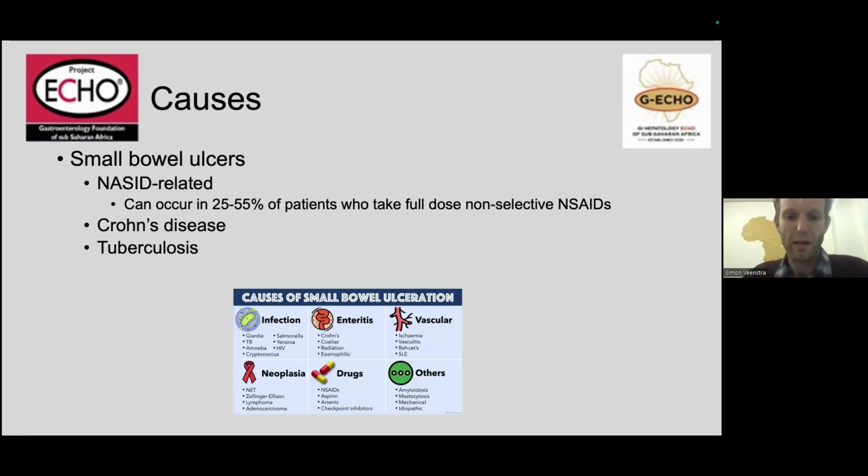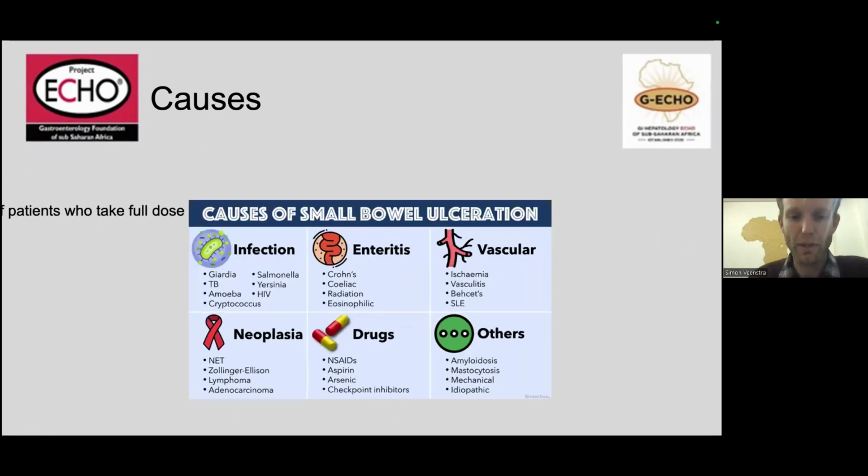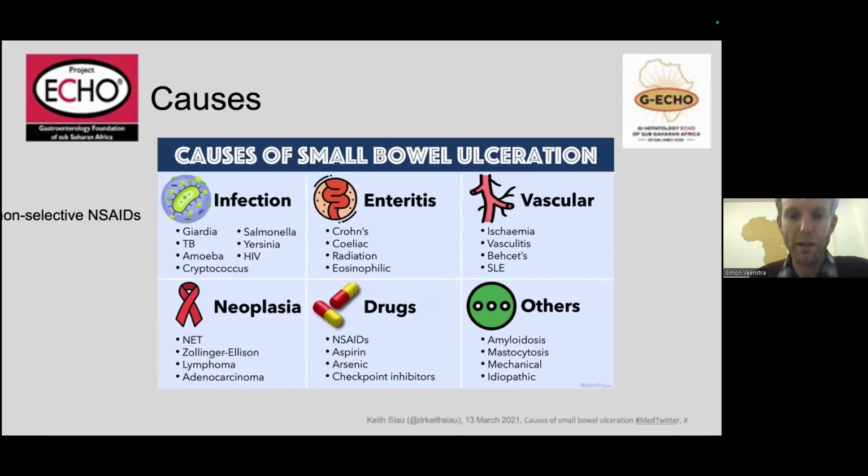And then ulcers, which is obviously quite a large category, can be caused by quite a number of things, but NSAIDs being probably the most common, especially in those who take full dose non-selective NSAIDs. It can occur in up to 55% of patients. But one also needs to think of Crohn's disease and infections like TB. But there's a whole host of things, as I've mentioned.